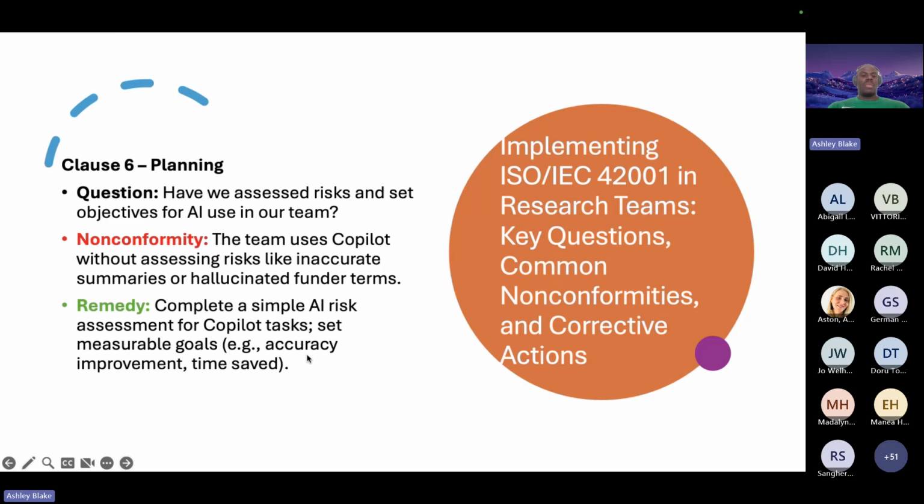So in terms of planning, have we assessed risks and set objectives for AI use in our team? So you'd be non-conforming if the team uses Copilot without assessing risks like inaccurate summaries or hallucinated funder terms. As we know, AI can hallucinate and sometimes give us wrong answers. So we want to try and cut that risk down as much as we can. So to remedy that, we would complete a simple AI risk assessment for Copilot tasks, and set measurable goals to address accuracy, improvement, and time saved.